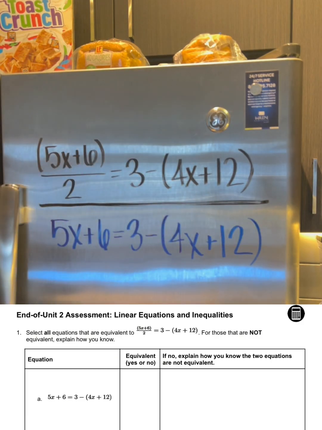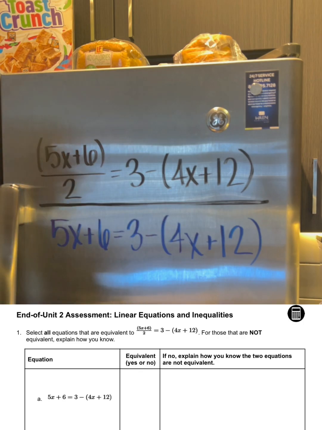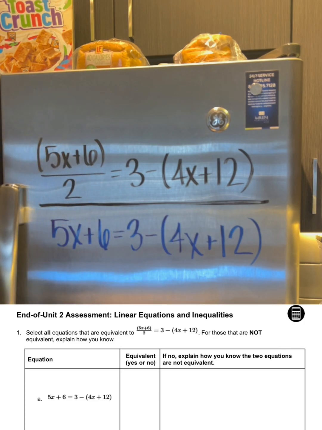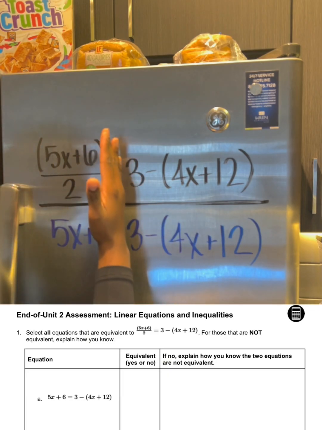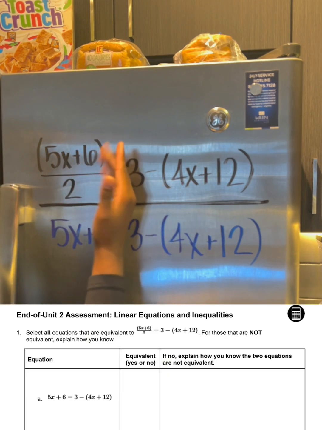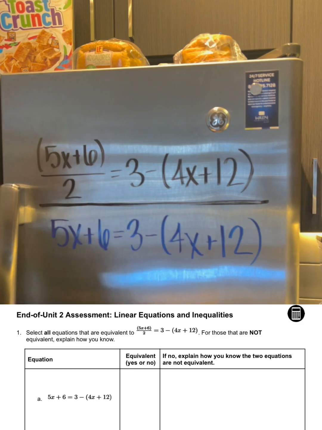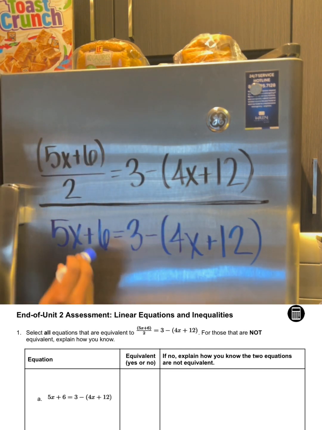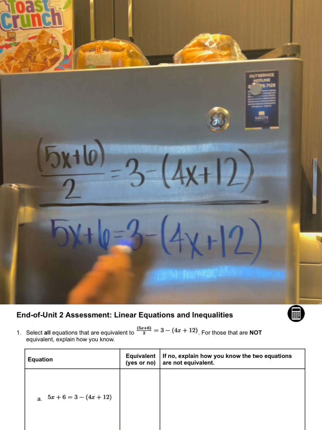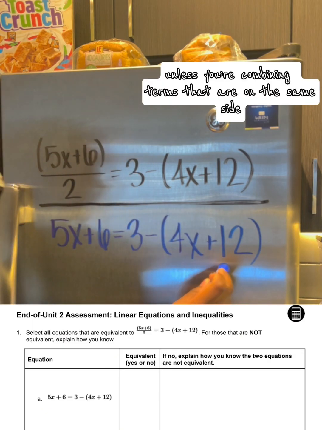So 5x plus 6 equals 3 minus 4x plus 12. All right, so remember, whenever I wanna identify if something is equivalent, I wanna look at what's different first. So let me look at my right side, left side. My left side changed. What changed about my left side? This 2. Now I go on this side, nothing changed. That's a red flag already, because if something changed on this side, something got to change on this side. So what are they doing?